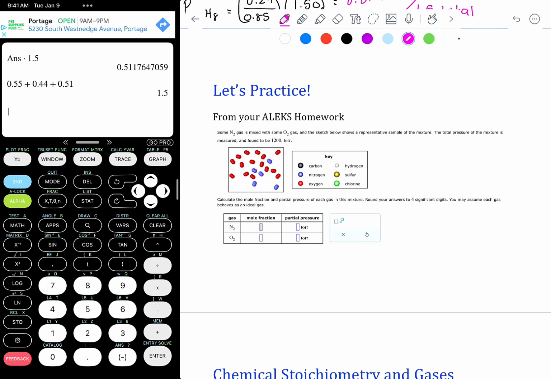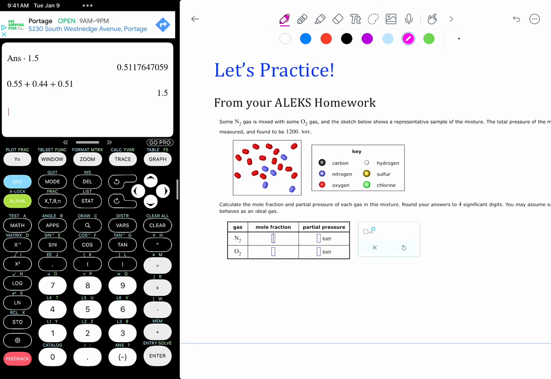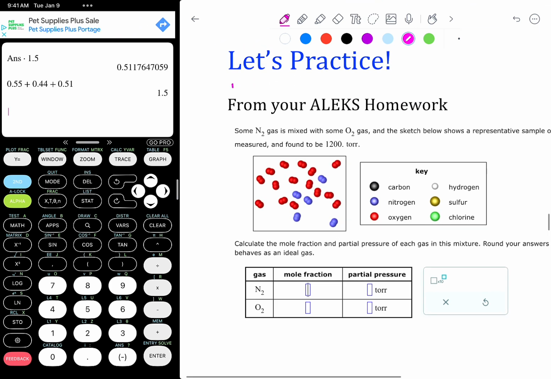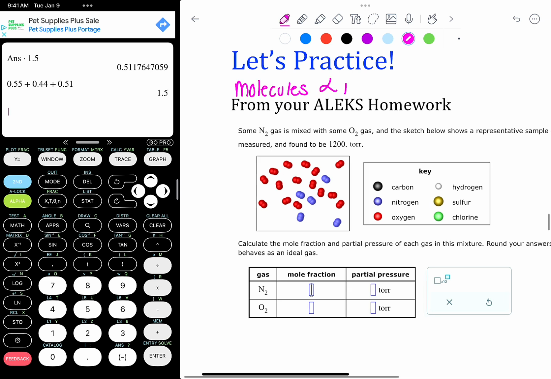Okay, so the way that we're going to go about this is still going to be the same. We're going to find the mole fractions and use that to find the partial pressure. But we can use our concept that molecules are proportional to moles in order to do this. So if we know the number of molecules total, and we know the number of individual molecules, we can find the chi, the mole fraction, okay? Because molecules and moles are interchangeable.